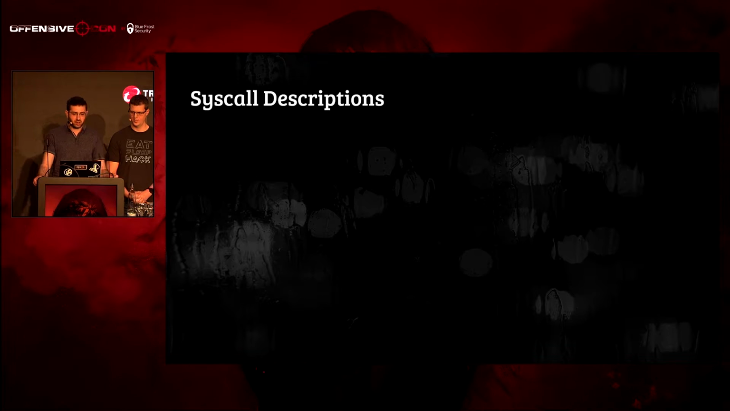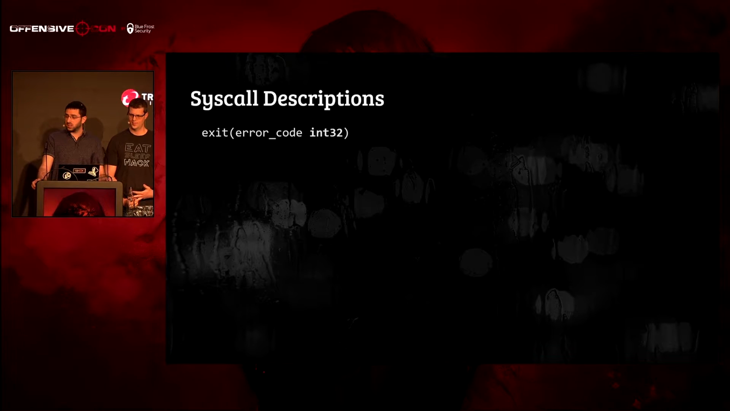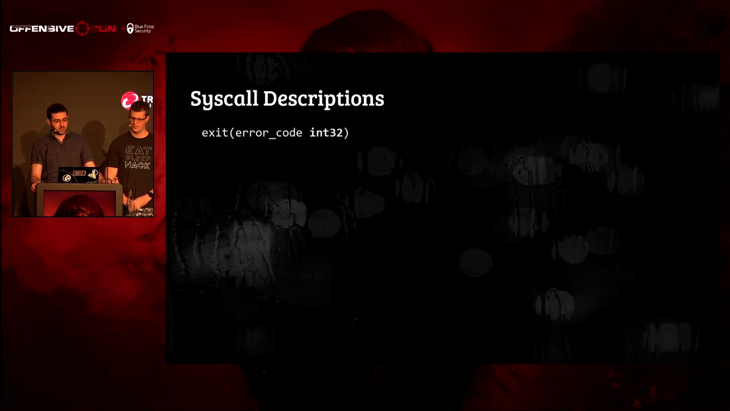But how is Syscaller able to generate programs? Well, it uses Syscall Descriptions. Syscall Descriptions are how you as a researcher define to Syscaller how to generate syscalls. It's basically the recipes used by Syscaller to bake programs. Let's look at a simple description. For example, the syscall exit, which has only one parameter, the error code, which is an int. Notice that Syscaller uses a Go-like syntax, where the type comes after the argument name.